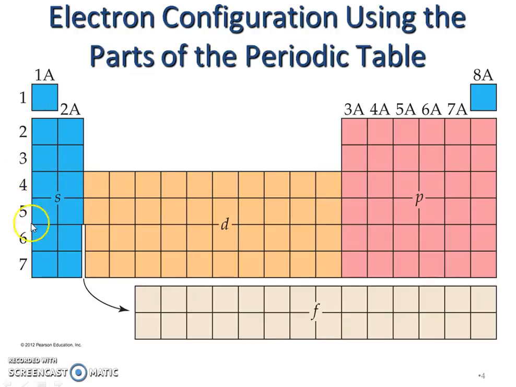So your S blocks is groups 1 and 2. Your P blocks is groups 13 through 18. Your D block is groups 3 through 12. And of course your F blocks here are on the bottom. So using the periodic table and the location of where that element is, you can really quickly figure out what the electron configuration is, if nothing else, the end part of the electron configuration. And that's really the most important part anyways.